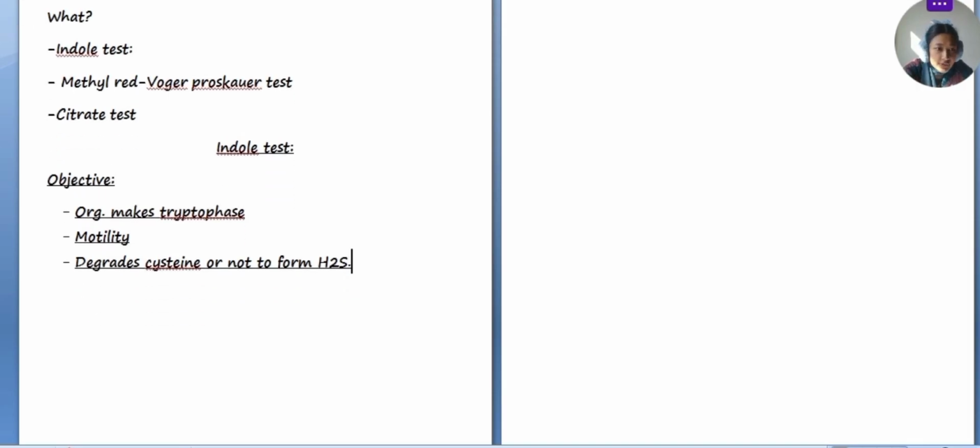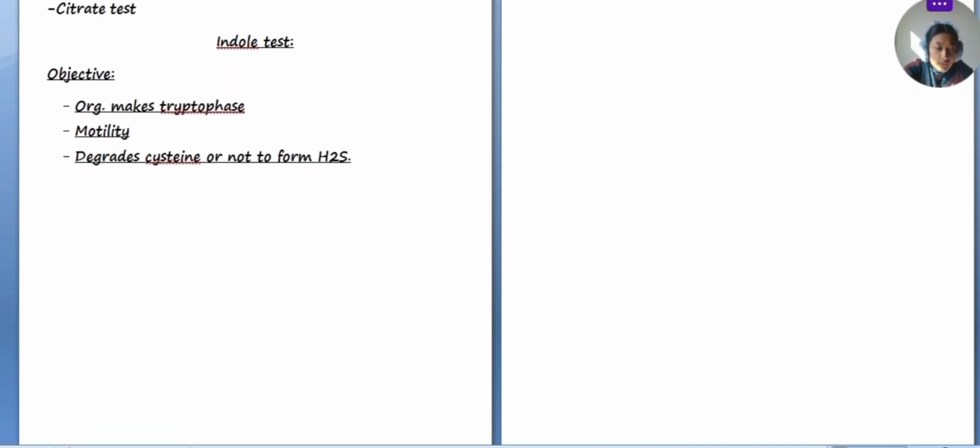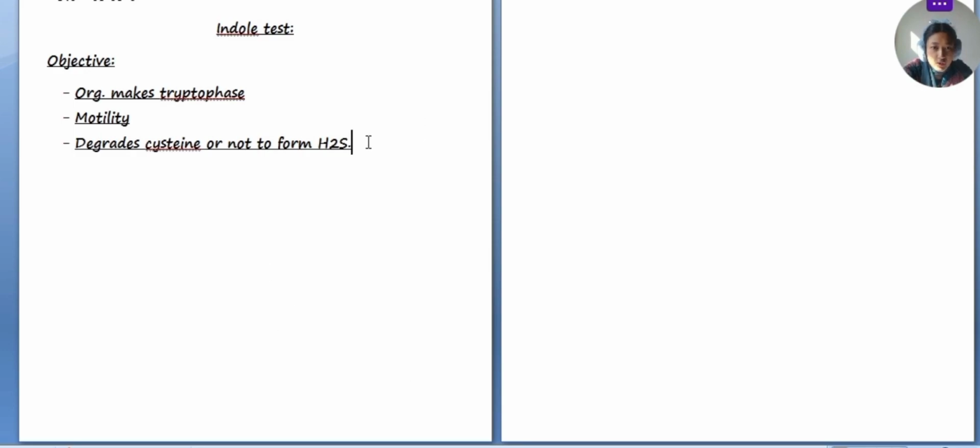Let me increase the brightness for a bit. And now we have to talk about other things as well. Now, how do we obtain the information about these things? Let's talk about the procedure for this first. I like starting with that.